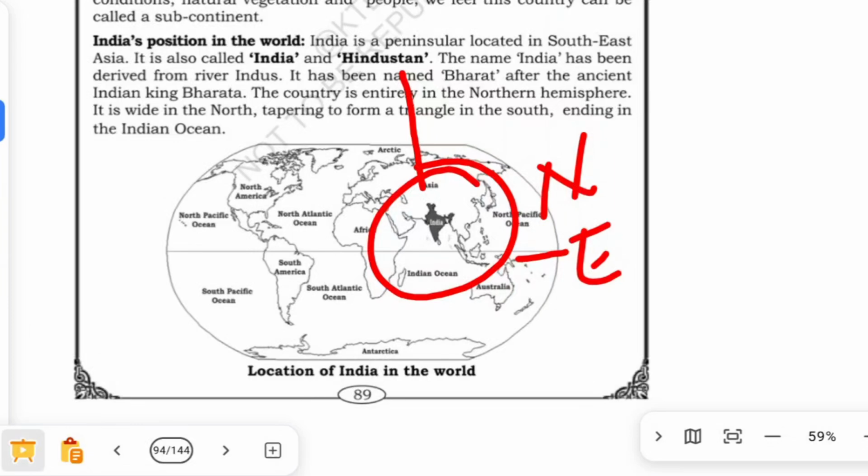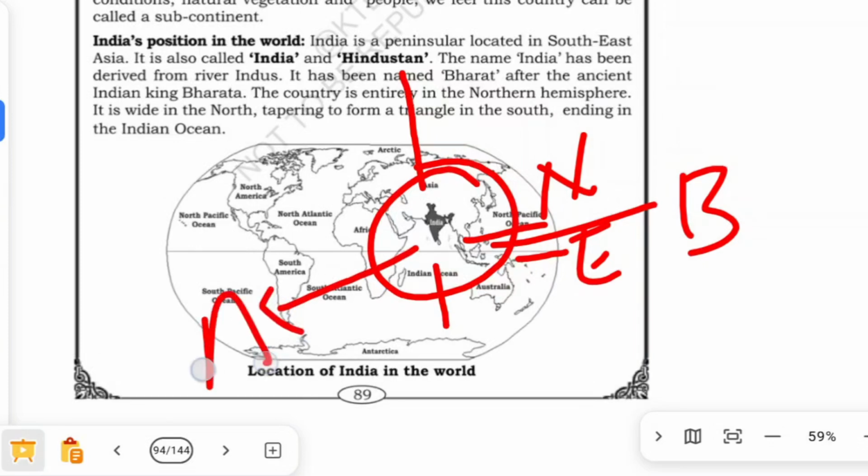It is wide in the north. You can see the Indian Ocean on the southern side, the Bay of Bengal on the eastern side, and on the western side you can see the Arabian Sea. So all three sides are covered by water bodies. Because of that, it is called a peninsular country.